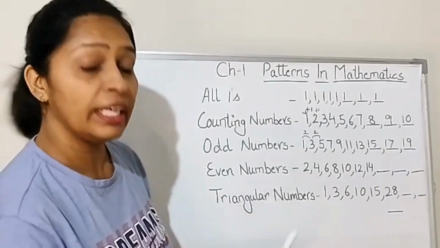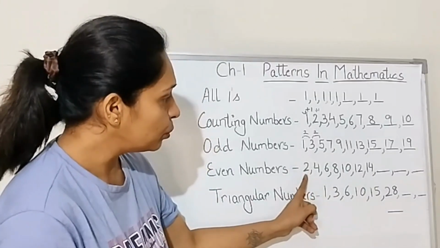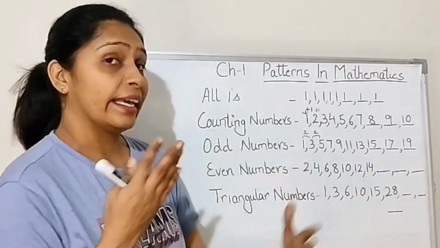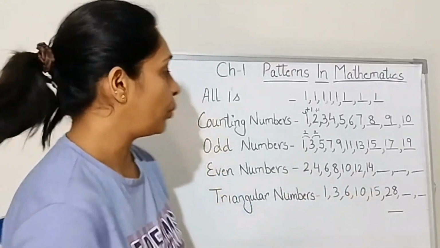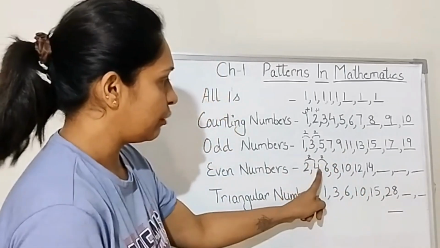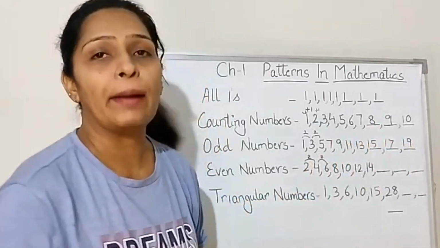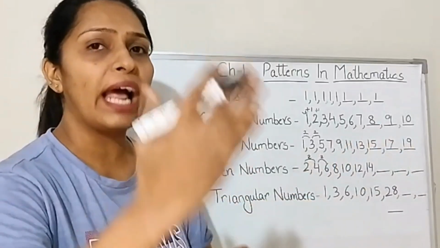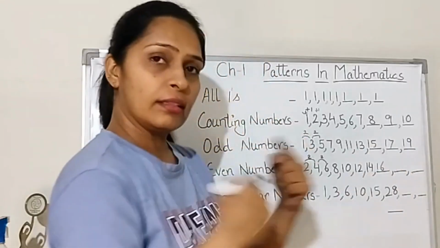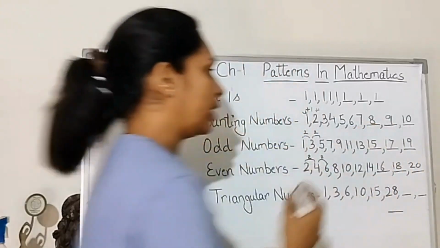Moving ahead, we have the even numbers. So even numbers, the examples are 2, 4, 6, 8, 10, 12, 14. Again, let's observe the pattern. What is going here? We have to add 2 in each case. Like 4 minus 2 is 2, 6 minus 4 is again 2, and there is a gap of 2 each. Like we have to keep on adding 2 here. So 14 plus 2, 16. The next number would be 18, and the next number would be 20.